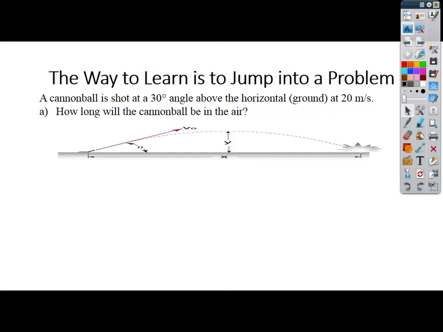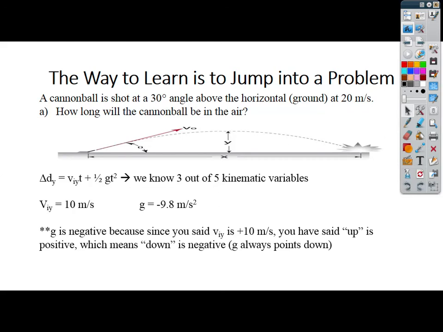Now people sit there and go, oh, that sounds like it's going to be really tough. Well, we actually do know 3 out of 5 kinematic variables. We know the initial y velocity, we know g, and this is where some people go, wait, we're solving for t, how do I know delta y? Well, we're looking for how long this object is in the air for. Think about where it starts and where it ends. What height do you begin with and what height do you end with?